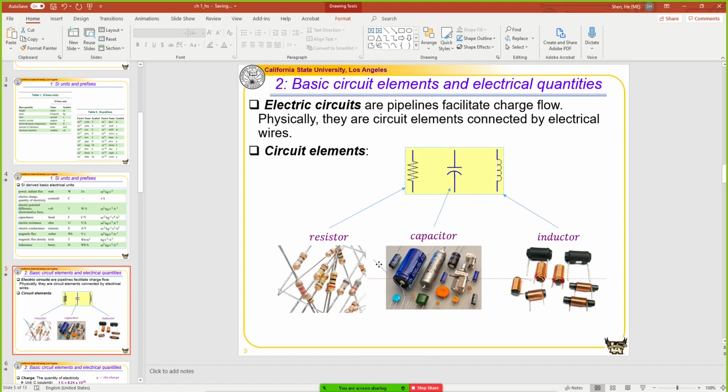So they don't have a polarity. You can connect it to the circuit in either way. You can connect this way, you flip it, it doesn't change anything. But there are also capacitors that have a reference polarity, so you can only connect those capacitors in one way. If you put it in the other way, it will explode.